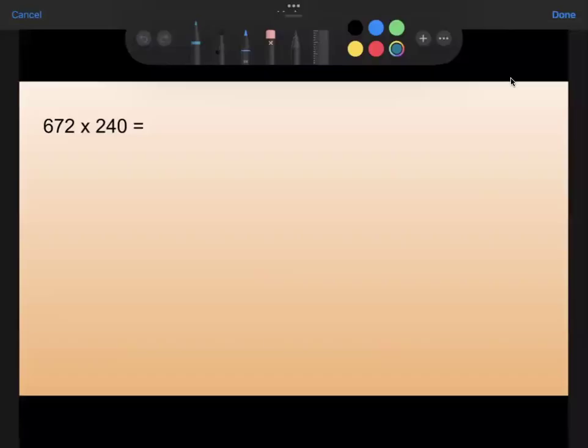Okay, here is our next one. We're going to take 672 and multiply it by 240. For this one, I'm going to show you using kind of partial product. So what I want to do is take that first number and write it 3 times. 672, 672, and 672.